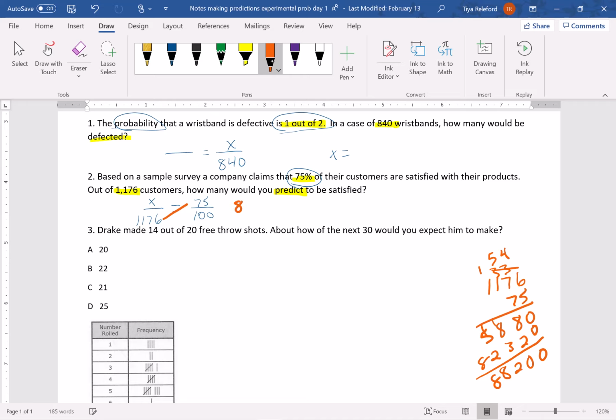And get this really big number. And then to solve that equation, you're going to divide by 100. Dividing by 100 is easy when you have zeros. So X equals 882 customers.